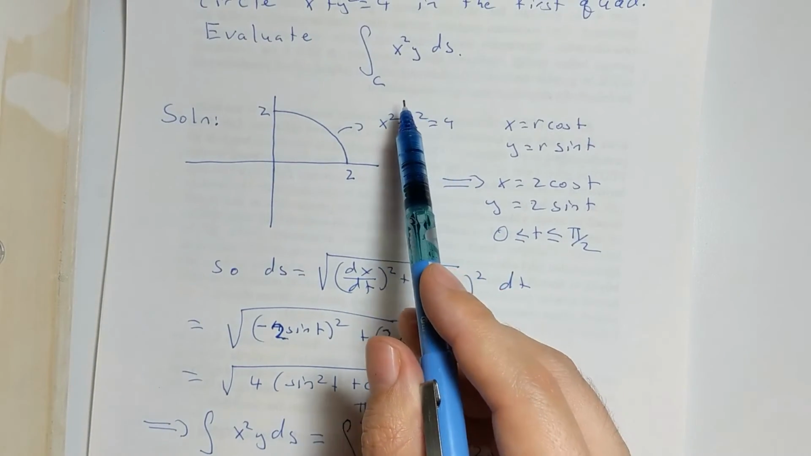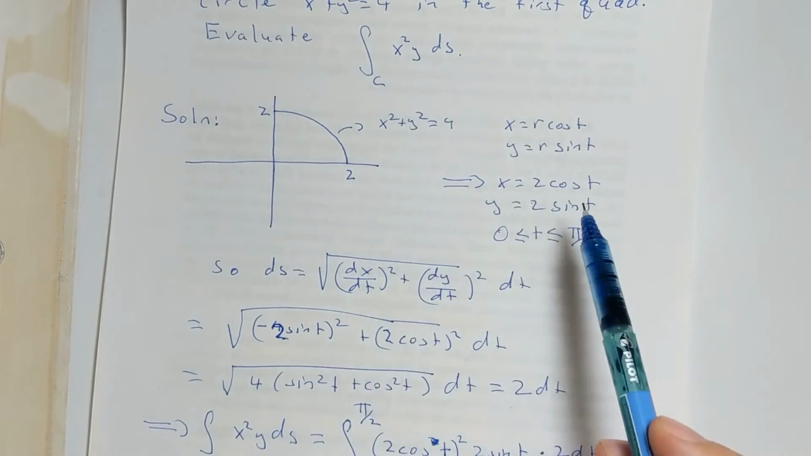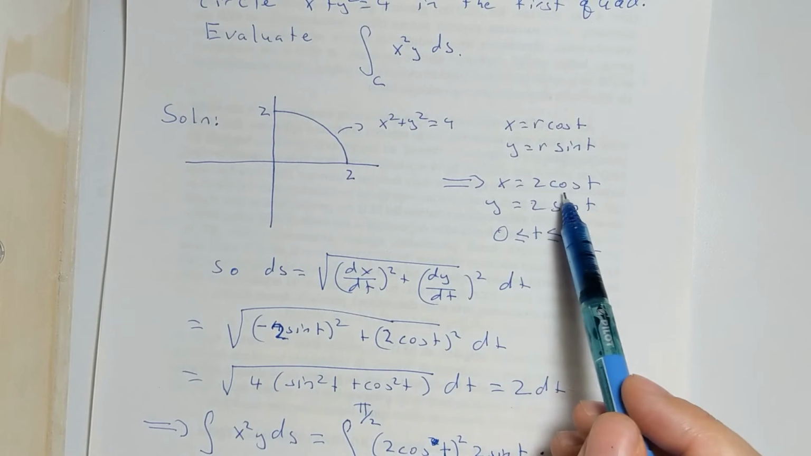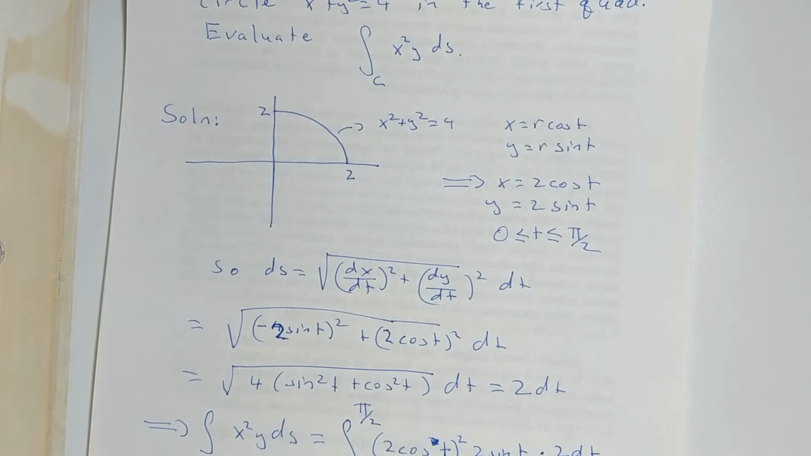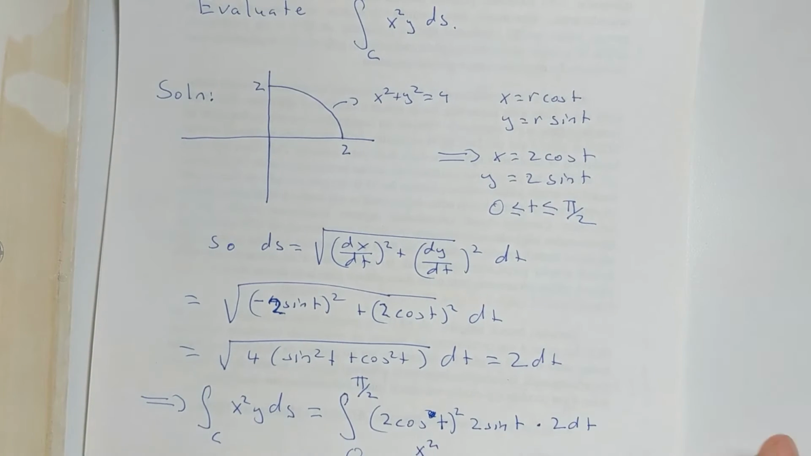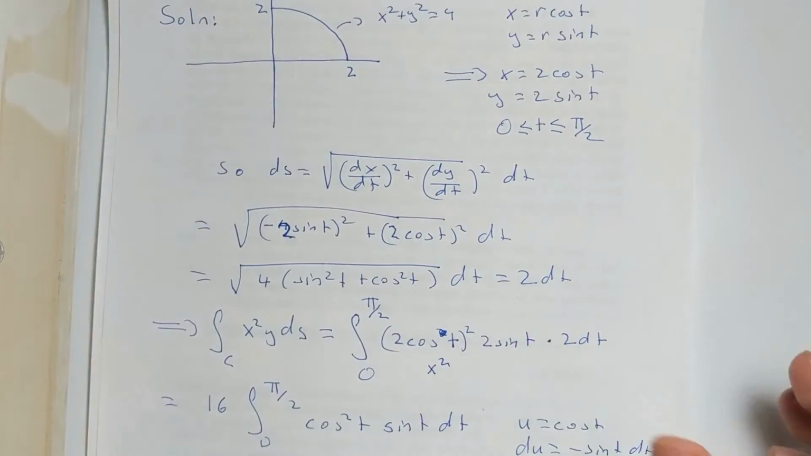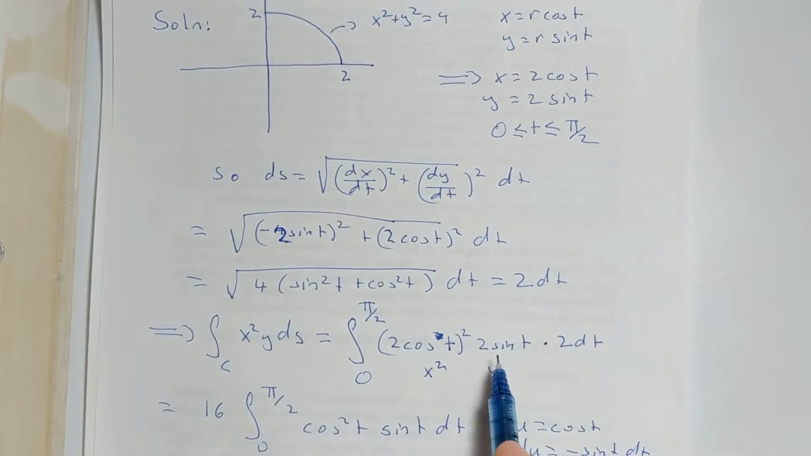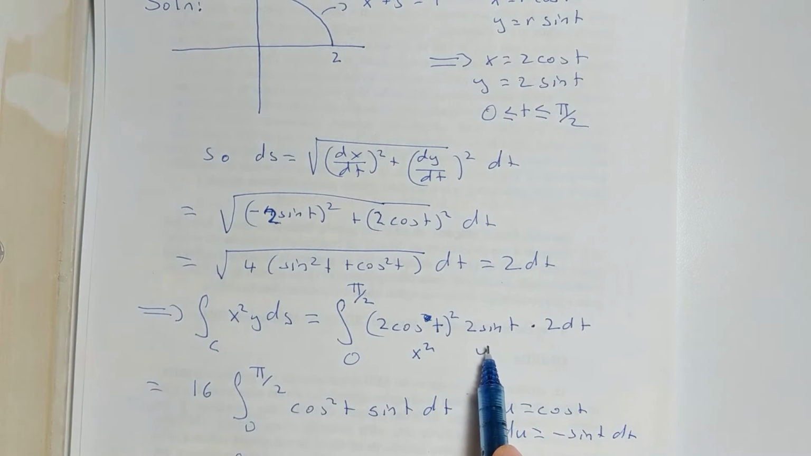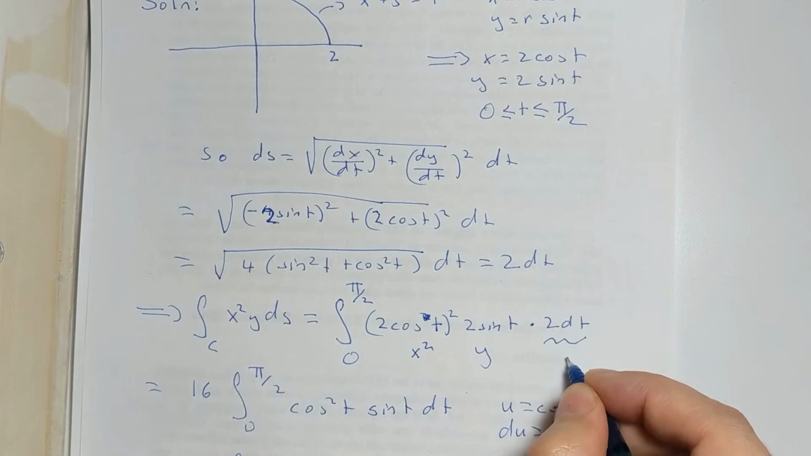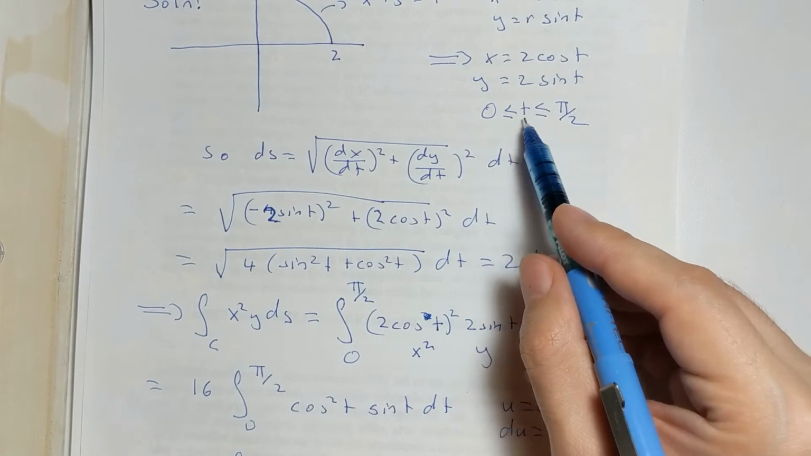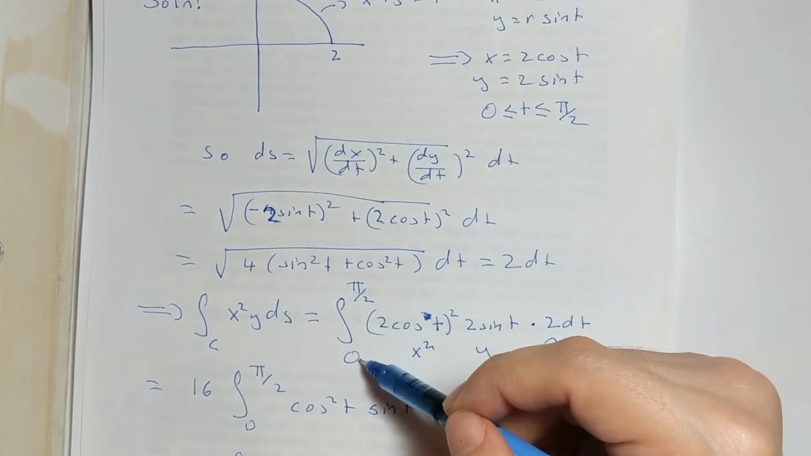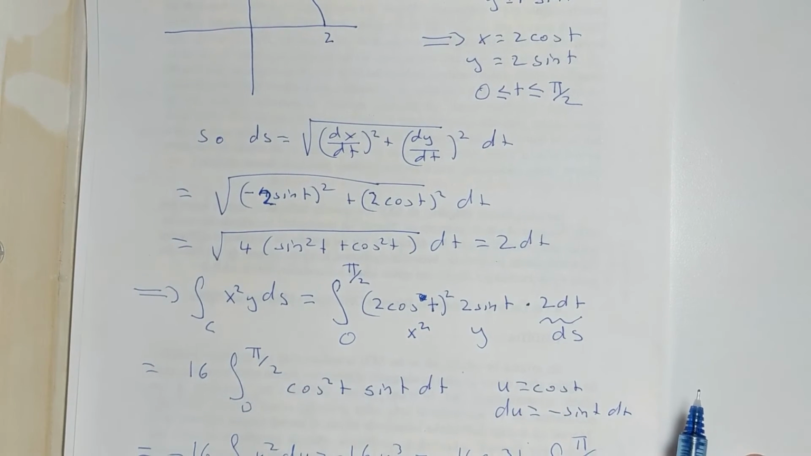Now, it's very important. The original function, if you remember, was x squared y. We can't use x squared y anymore. Into x, I'm supposed to plug this in, and into y, I'm supposed to plug this in. Because x was 2 cosine t and y was 2 sine t, x squared is going to be (2 cosine t) squared, and y is going to be 2 sine t, and this bit over here was ds. And again, because t ranged from 0 to pi over 2 when we parameterized it, we do the integral from 0 to pi over 2.